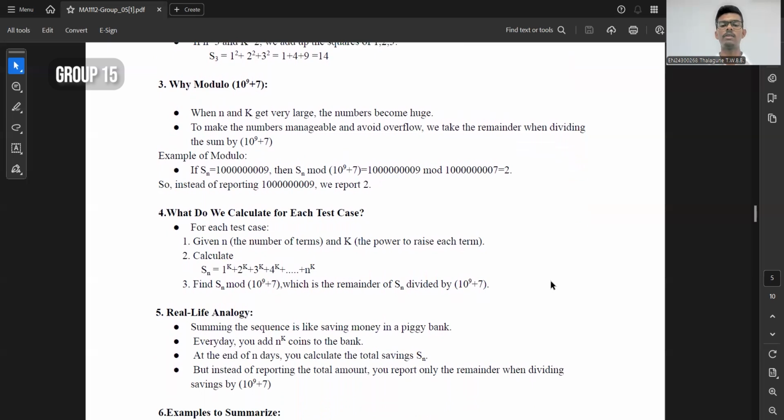Think of it like saving coins in a piggy bank. Each day you add n to the power k coins.